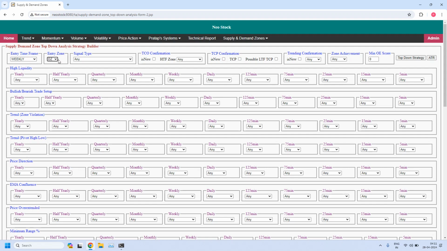Okay, here we need to select the trend. So by default, let me select the zone violation trend. We have 2 types of trends, zone violation and pivot trend. Sometimes there will be a difference between these two because of the way we are calculating. Primarily we focus on zone violation because we are using supply demand zone price action, but pivot high-low is also very strong. If the list is very big, then we will select both the options. So in zone violation, weekly time frame, the trend should be uptrend.